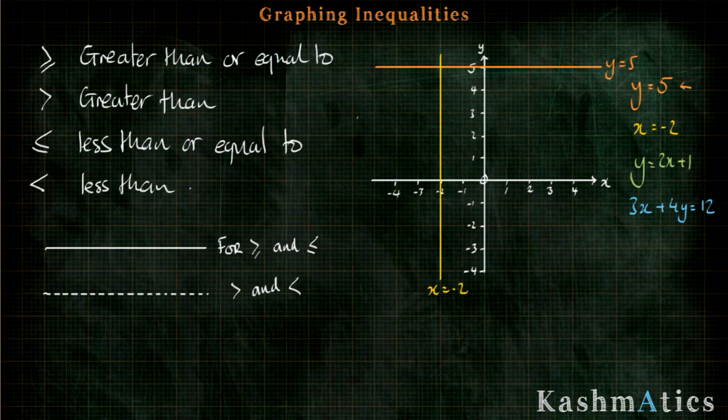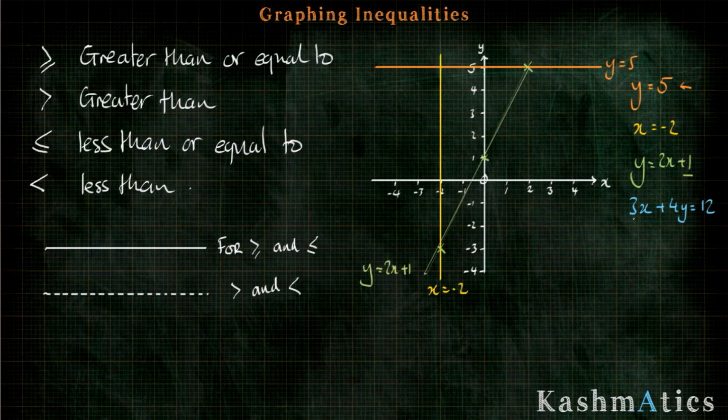Then we have y equals 2x plus 1. Now because it's 2x plus 1, that means it crosses through that point there. And then I just need a couple of other points. So let's just say x equals 2. So 2x plus 1 would be 5. And let's say x equals minus 2. So minus 2 times 2 is minus 4, plus 1 is minus 3. And I just draw a line through those points.